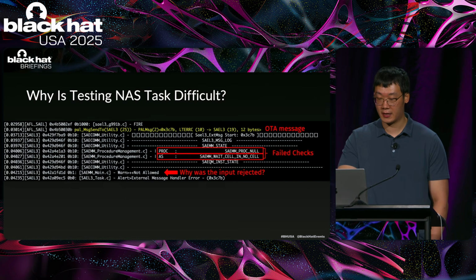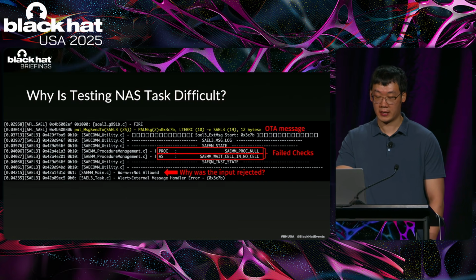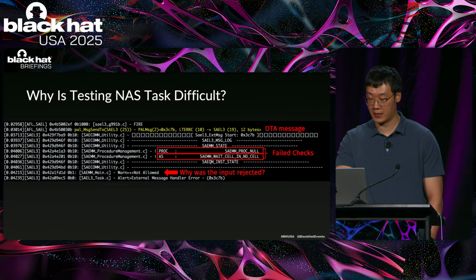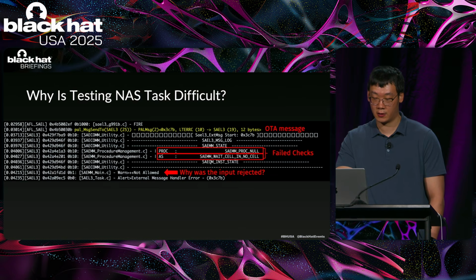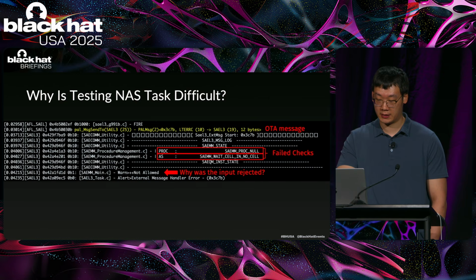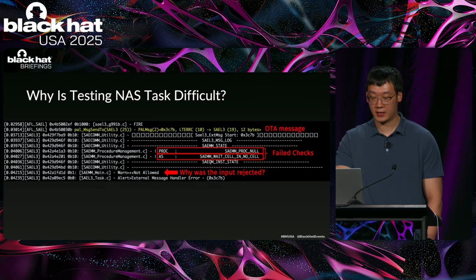And the second line says that the AS is also not properly initialized. AS stands for Access Stratum connection, which represents the connection between the baseband and the base station. So this is saying it cannot even find a proper connection with the base station, so it has no idea how to even receive the over-the-air message. Naturally, our testing message is discarded. And this kind of failure is expected because we're emulating only the NAS task in the baseband.